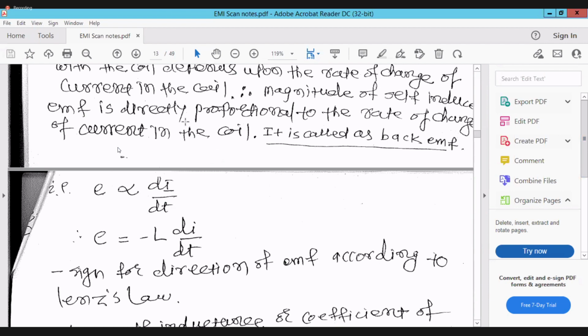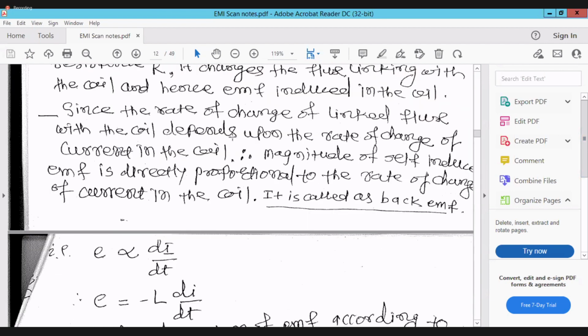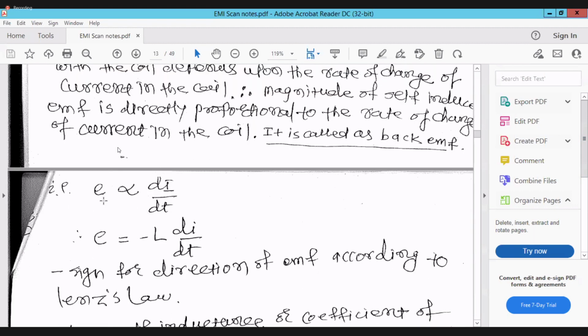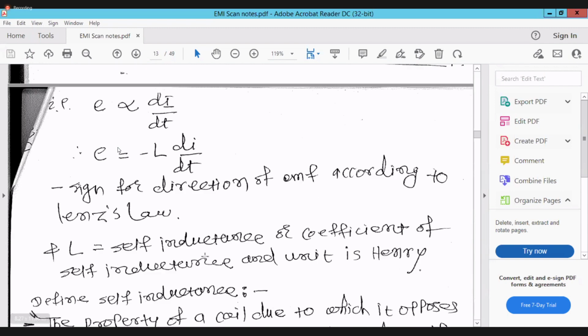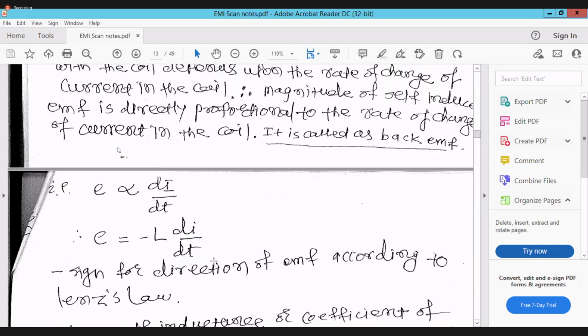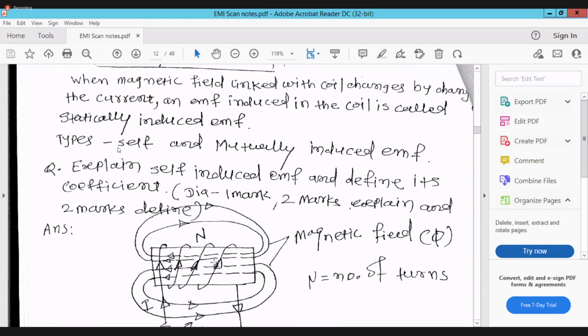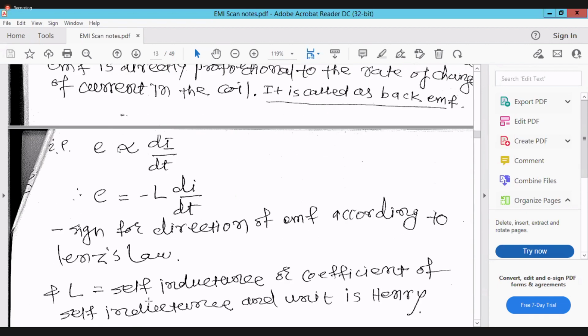So I can write the statement in formula form. E is directly proportional to di by dt, so E is equal to minus L di by dt. The minus sign is for the direction of the EMF according to Lenz's law. Here L is called the self-inductance or coefficient of self-induced EMF, or inductor, and its unit is Henry. This is the explanation of this diagram and the formula of the self-induced EMF.